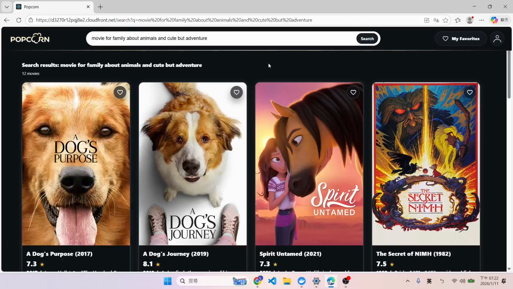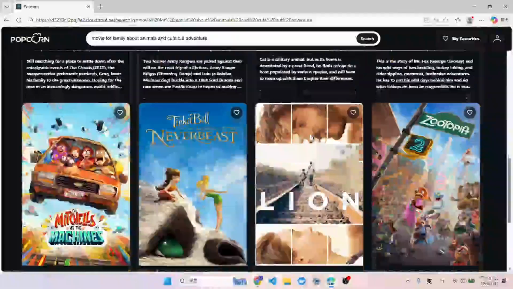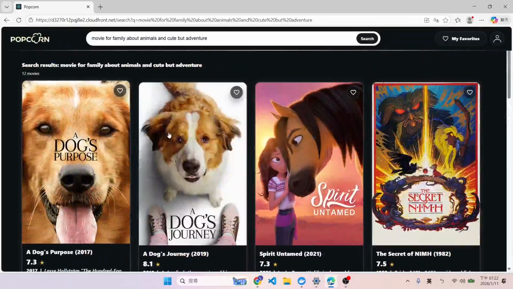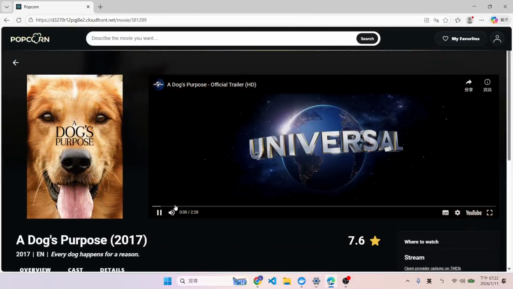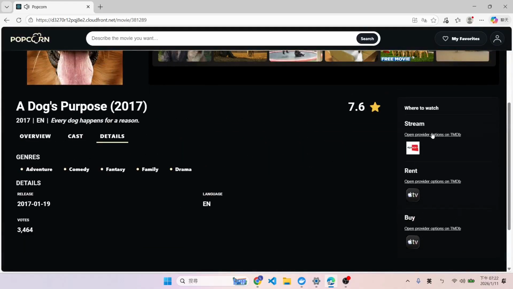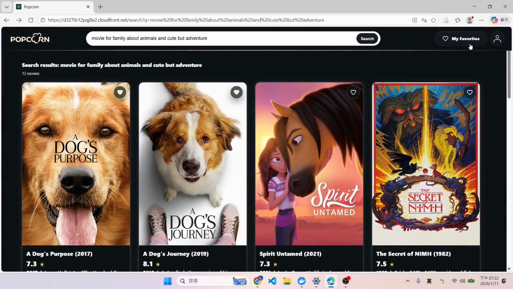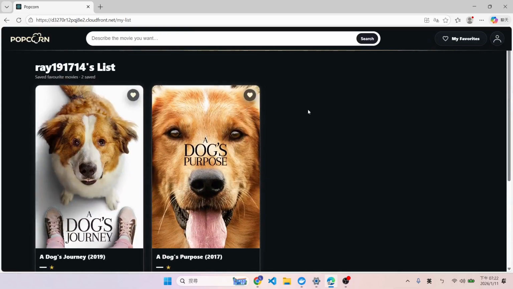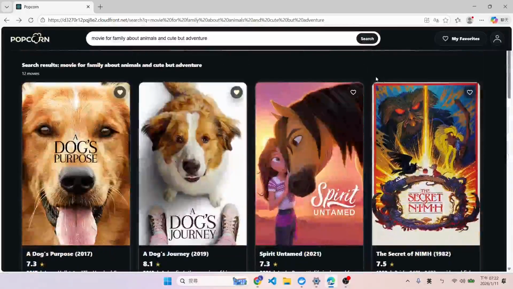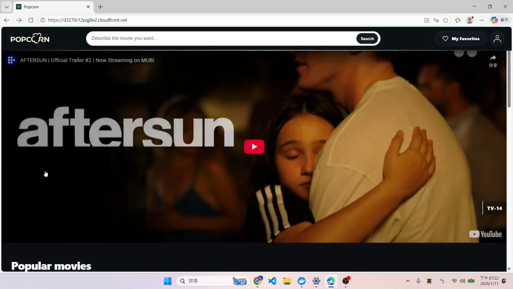As you can see here, the results include movies like A Dog's Purpose and A Dog's Journey, matching the query we just typed. Notice that the exact sentence I typed does not exist in any movie description, and the system still finds relevant movies because it matches meanings, not exact words. A traditional keyword search might only look for individual words like animal or family, while this system understands a combination of ideas.